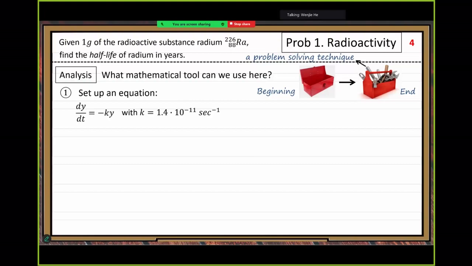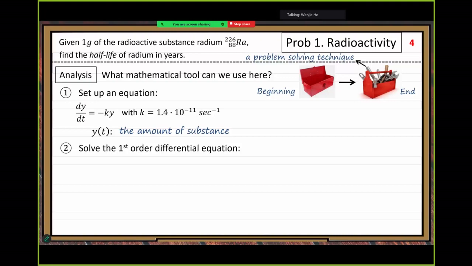Our next step, we need to solve this equation. I believe some of you may already be able to solve this equation. But here I want to start from scratch, even if you know how to solve it. But here, I use a different view to look at this question. The y function is the amount of radium substance.